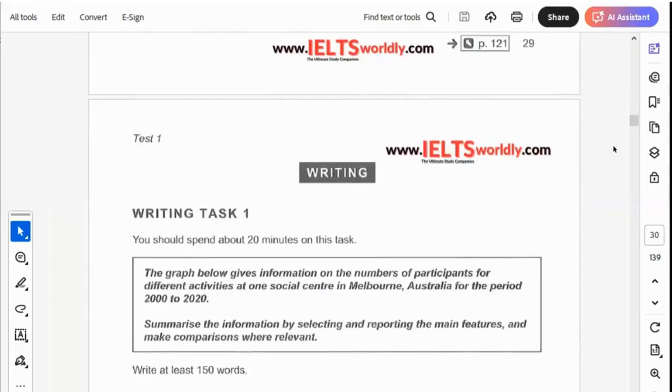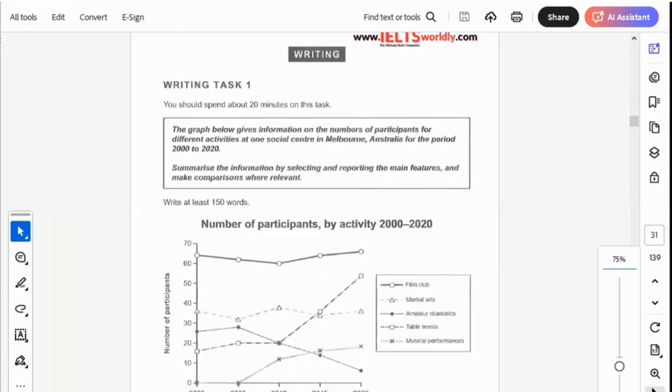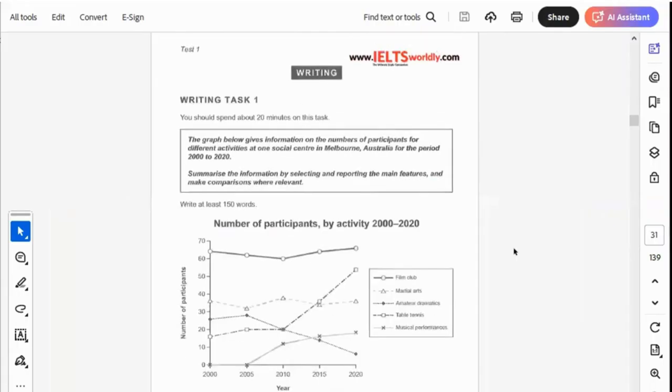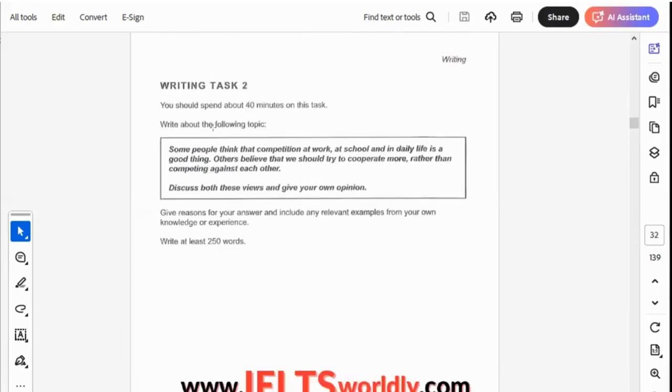This is writing task 1. You can see it's a line graph. This is an example of writing task 1 for academic. For people that take IELTS academic, writing task 1. Okay? You can see you are going to write a report based on this line graph. Now look at writing task 2. This is an essay question. This is the essay question.